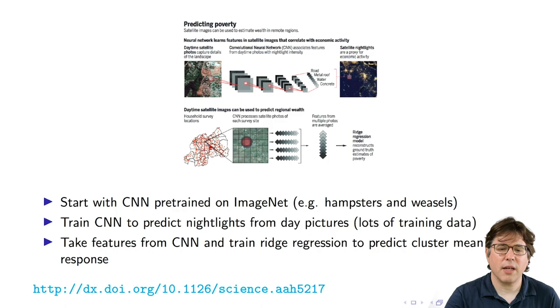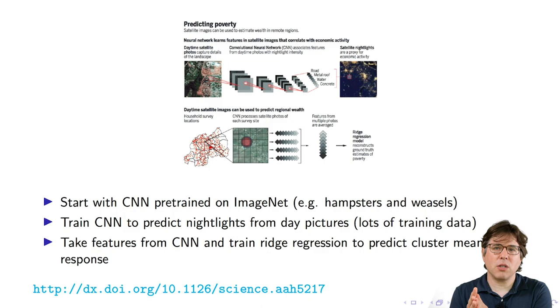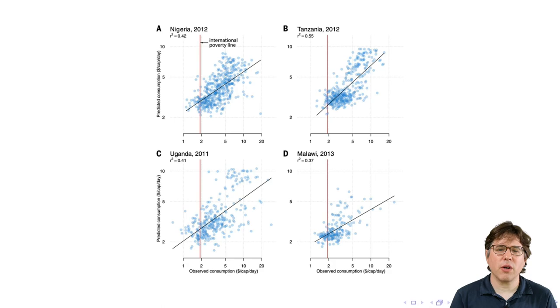In the second step, where you're training the convolutional neural net to predict the nightlights from the day pictures, what's happening is that the neural net is learning what kinds of features of pictures are good at predicting nightlights. For example, paved roads might be good at predicting nightlights. And one of the amazing things about this to me is you don't have to tell it, look for paved roads, look for professional roofs, not thatched roofs. It somehow learns all of these features from looking at lots and lots of patterns between day pictures and nightlights. And then once it has certain features from pictures, you can use those features to then try to predict survey data. And so here are the results. These are for four countries.